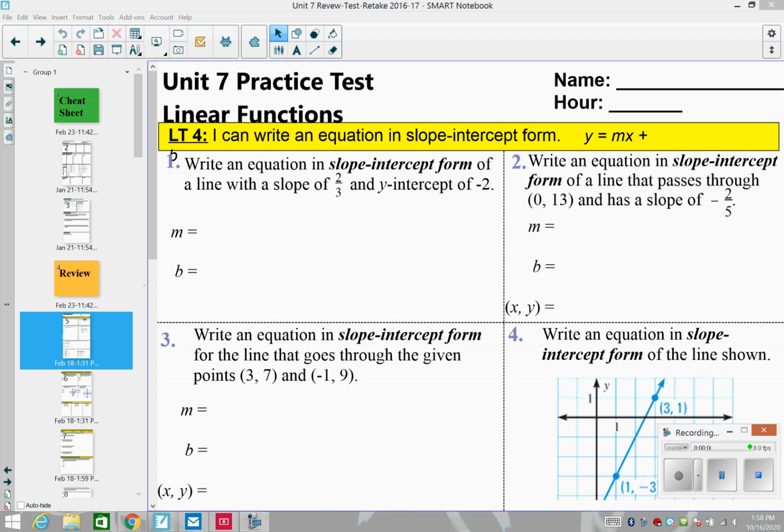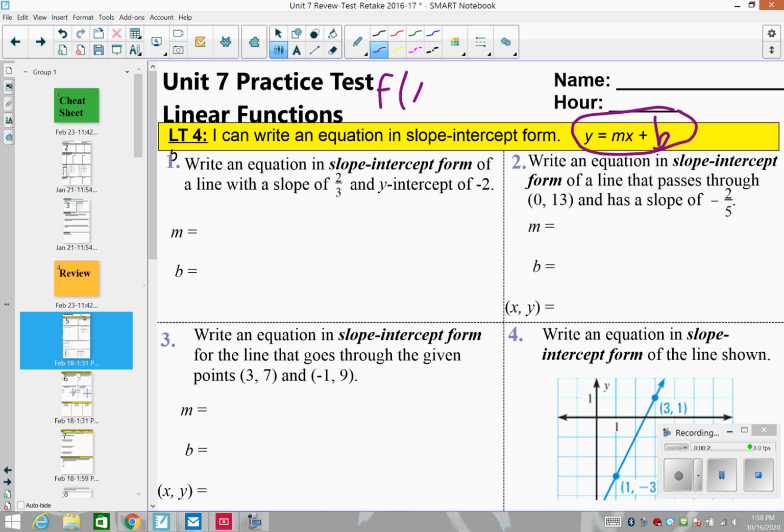Hey, math friends. So our learning target today is I can review Unit 7, which is on linear functions. So we're just getting ready for our unit test. First learning target says I can write an equation in slope-intercept form. Of course, that is the form of y equals mx plus b. In function notation, that's the same as f of x equals mx plus b. So a lot of that will be in the conversation of how we translate between those two today.